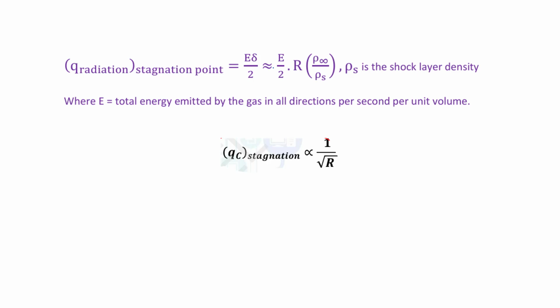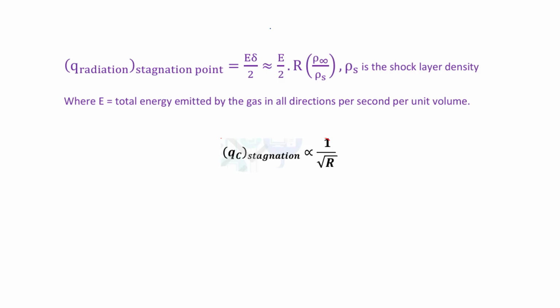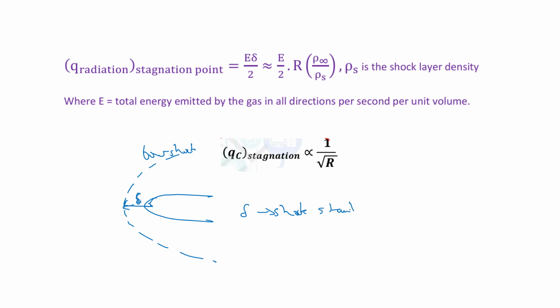So the radiative heat transfer at a stagnation point for a blunt body. Let's say this is the blunt body and this is the bow shock, and this is delta, which is the shock stand-off distance. And this delta can be approximated by R rho infinity upon rho s.